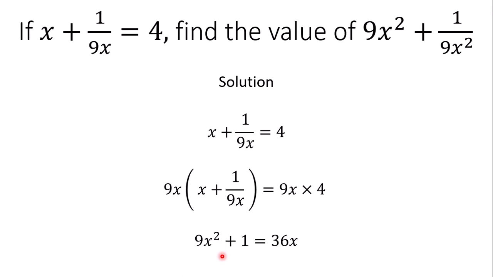Here, we are going to bring this one to this side, and we send this one to the other side. This one is positive; when it crosses the equal sign to this side, it becomes negative. The same thing applies here. This one is positive; when it crosses the equal sign, it becomes negative. So you get 9x squared minus 36x equal to minus 1. Okay, here 9x squared minus 36x equal to 1.